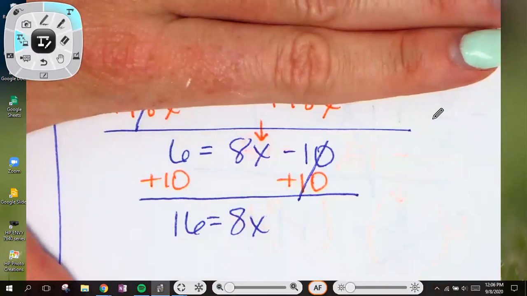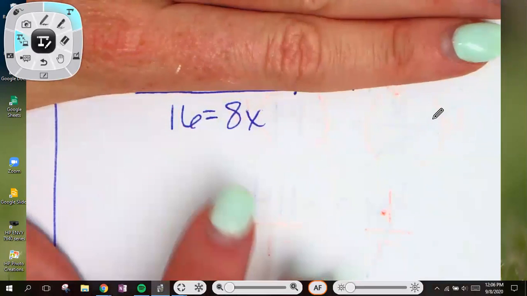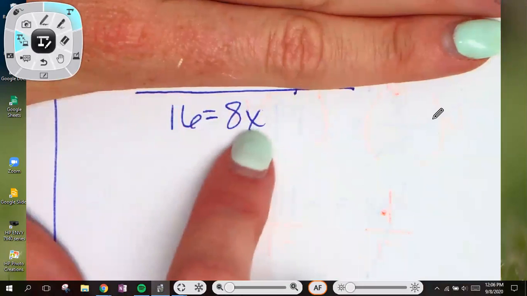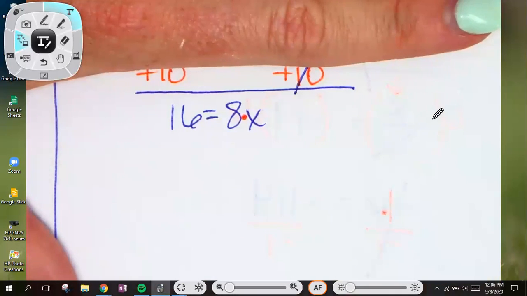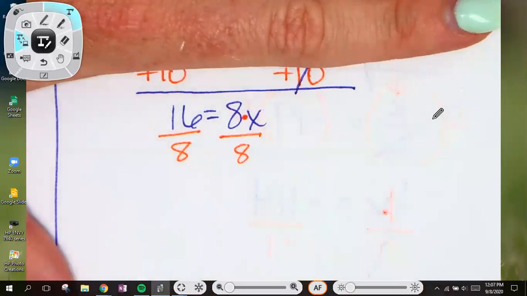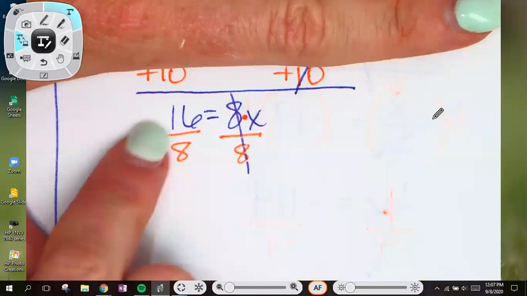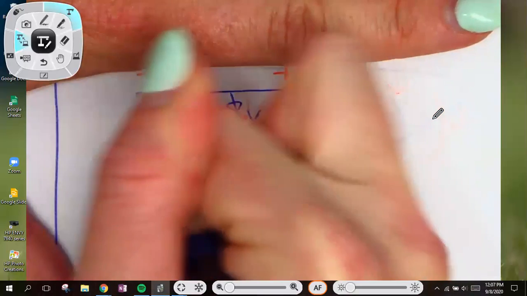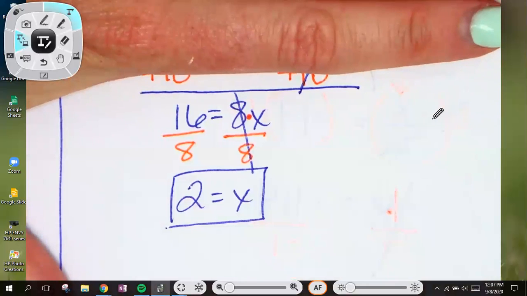All right, almost finished. Am I finished yet? How do I know? We have something still with our x. So that's 8 times x. So what do I have to do? Divide by 8. What happens to my 8s? And then 16 divided by 8, 2 equals x, or x equals 2, whichever way you wrote it.